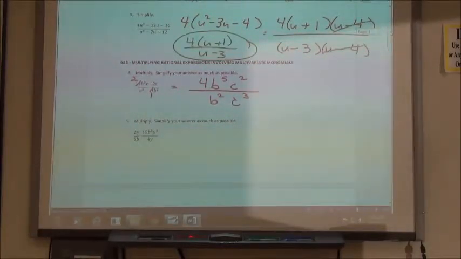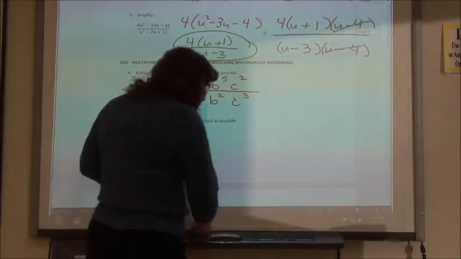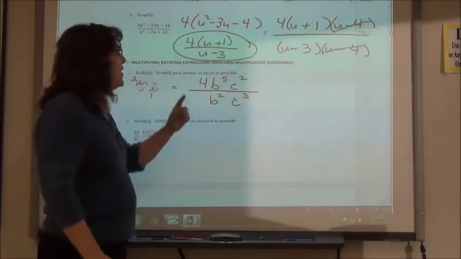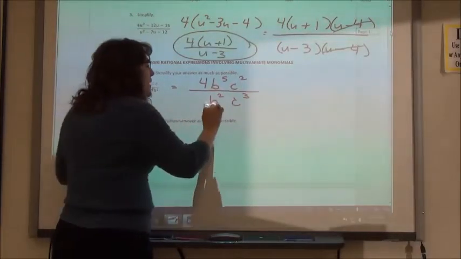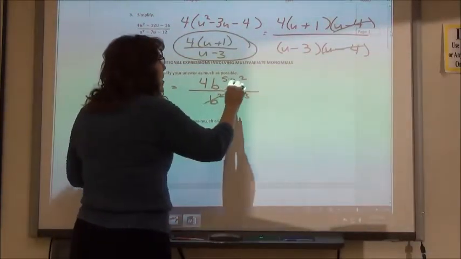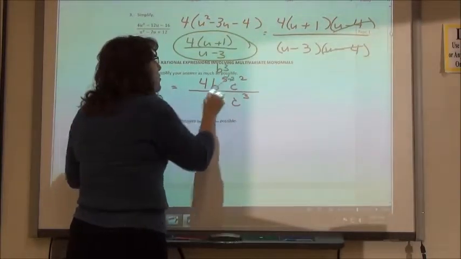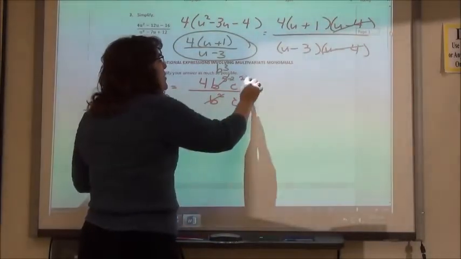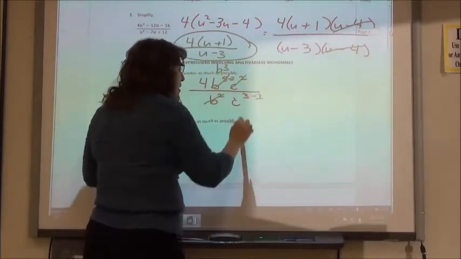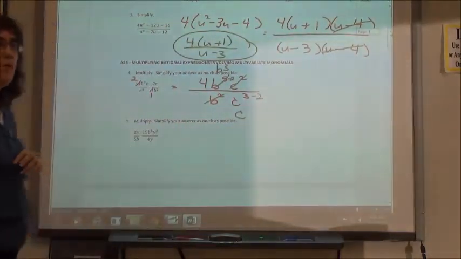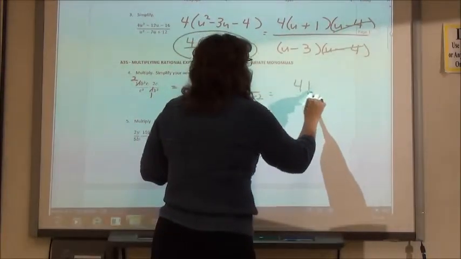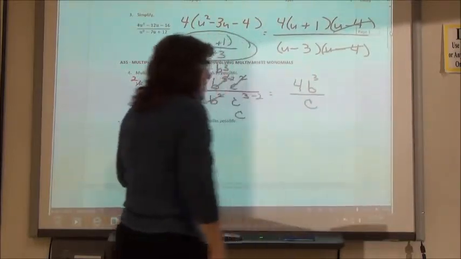Then I'm going to cancel with my variables. We said when we're reducing those, we're going to subtract the lower one from the bigger one. So I have a b to the 5th on the top and a b squared on the bottom. I'm going to get rid of the b squared, which is going to take 2 off of my 5 and make that b to the 3rd power, right? On my c's, I've got 2 on the top, 3 on the bottom. I'm going to subtract off the lower one, which is the 2. 3 minus 2 gives me 1, so I just have a plain old c on the bottom. So what I have left is 4b to the 3rd on top and a plain old c on the bottom.